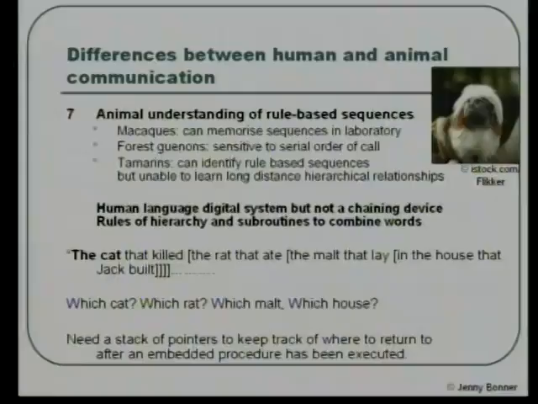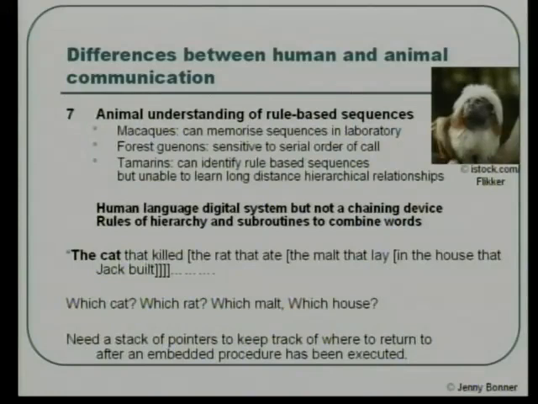Okay, let's move on. So we've really talked about rule-based sequences with Kanzi and the Coke and the lemonade. And another area of research has been to see how far animals do understand rule-based sequences. And there has been quite a bit of positive evidence. For example, macaques able to memorise sequences in laboratory work, and forest guenons are sensitive to serial order of calls, and tamarins too can identify rule-based sequences.